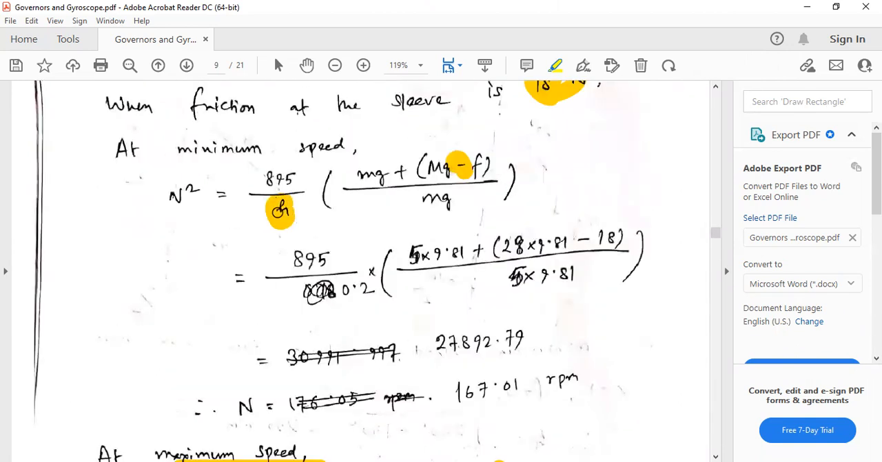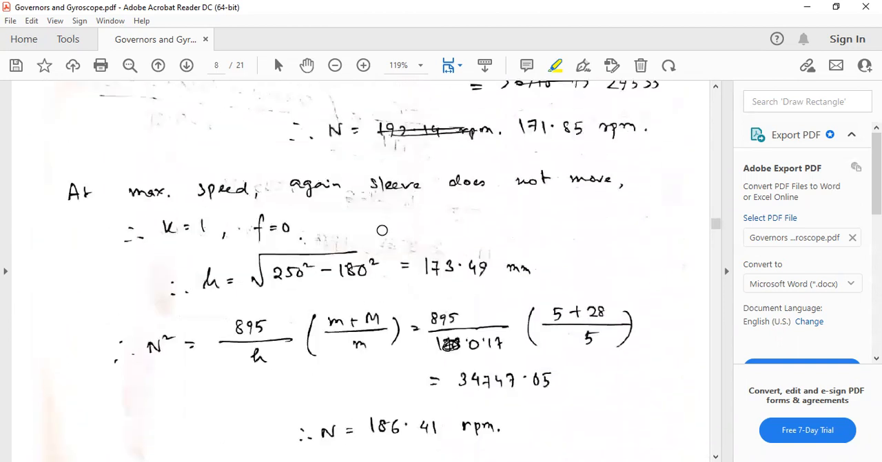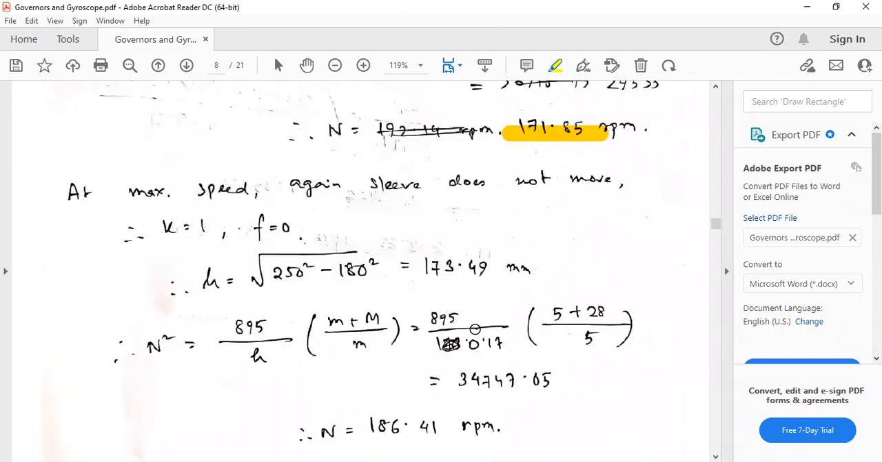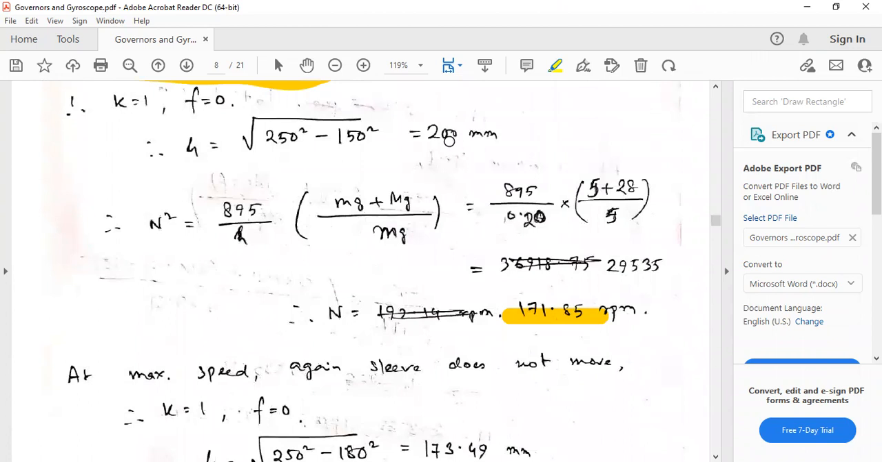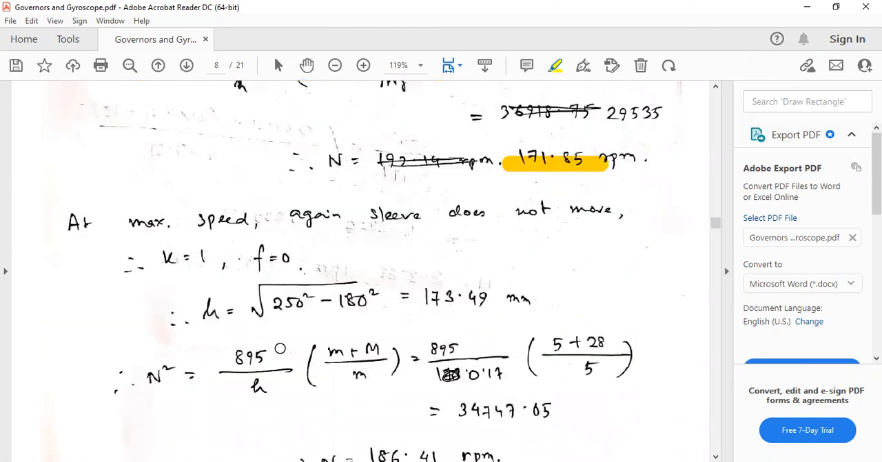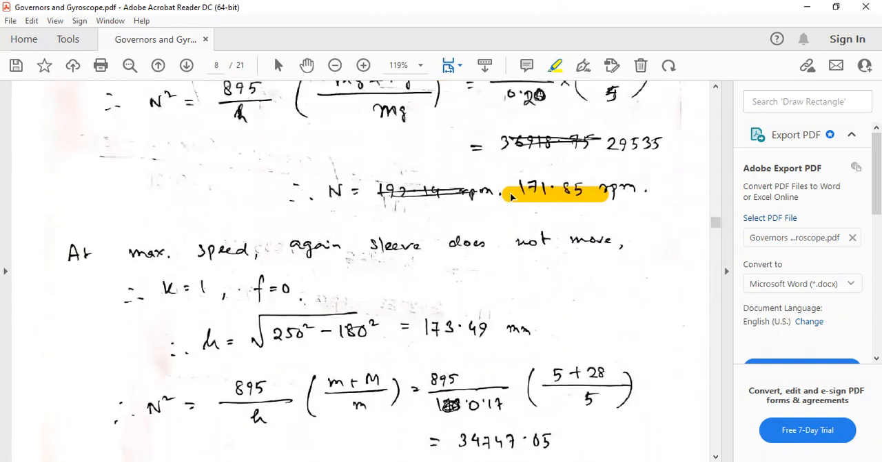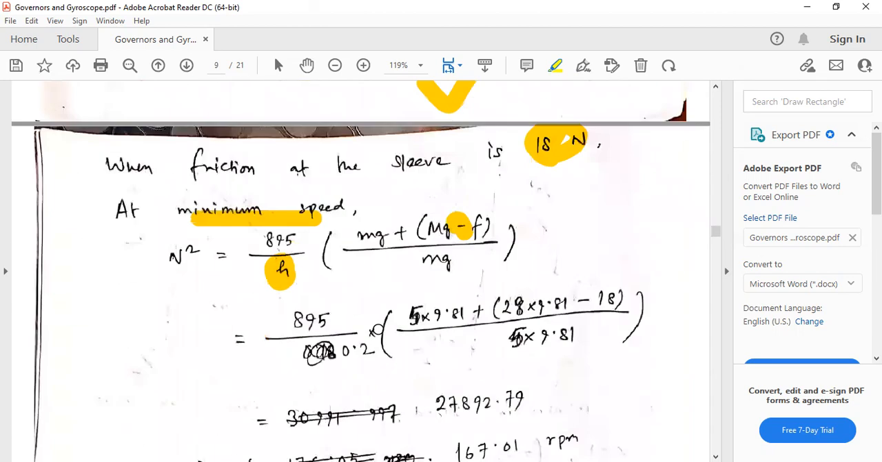Now, you can ask me, at minimum speed, which one is minimum speed? This one, isn't it? 171 as compared to 186, this is minimum. And at minimum speed, what is the value of h here? 200. Okay, so use 171.85 and 200. When n is 171, h is 200. And when speed n is 186, then h is 173. Okay, you see, because it was reduced. Actually, that is the case.